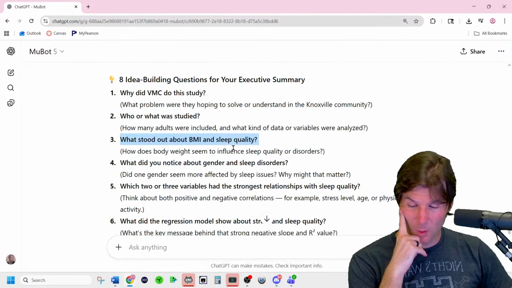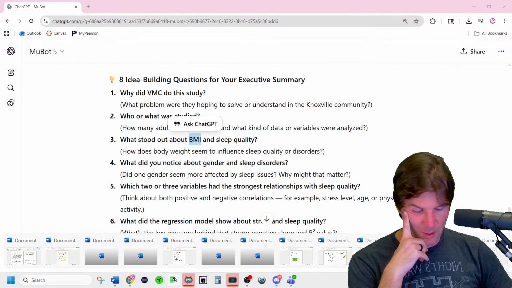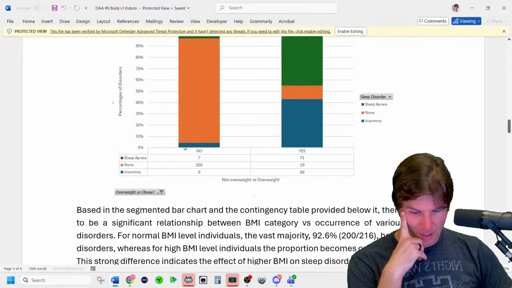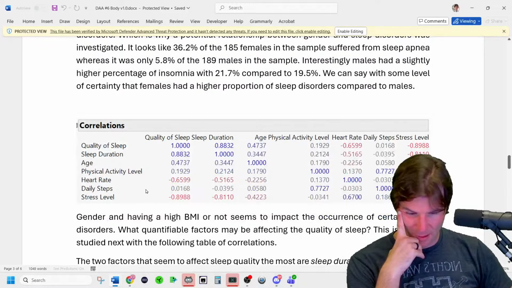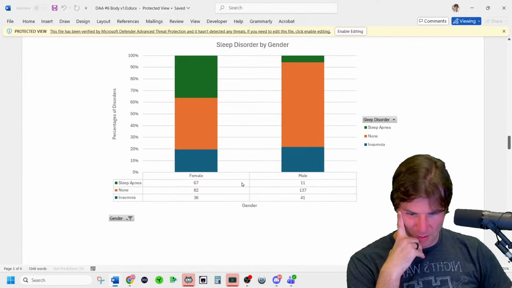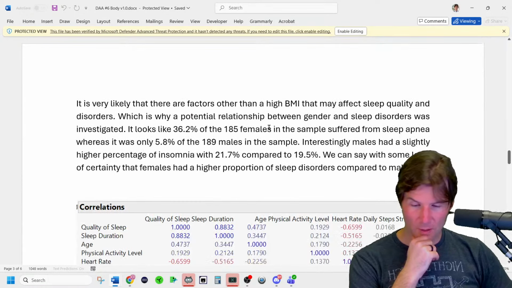Oh, what stood out about quality of sleep and BMI? Okay, he's even getting to it. So is BMI in there? We should see BMI, and quality of sleep is down here. And it literally says about BMI right there. So, BMI is right here. It's very likely that other factors other than high BMI.